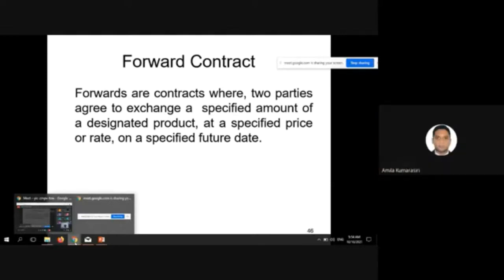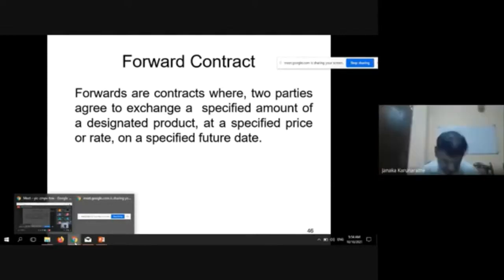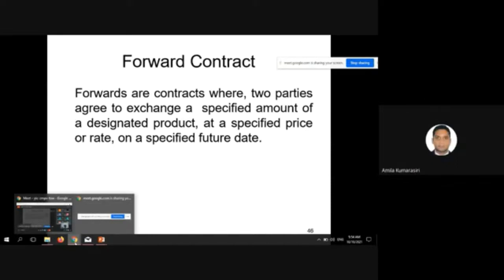In a forward contract, if the currency moves in your favor, then you will lose out since you have already booked the forward. If the currency rates come down, then you will not be benefiting from that.